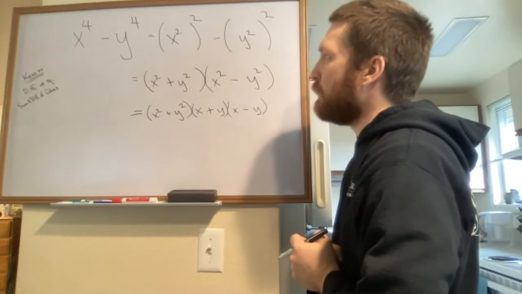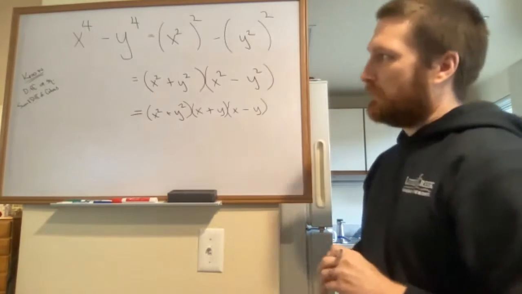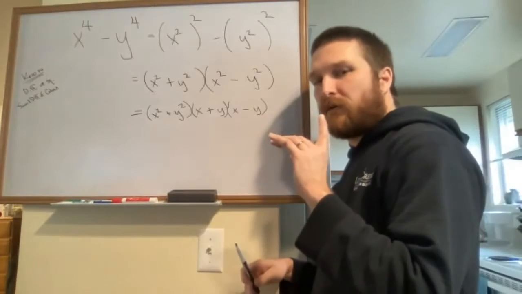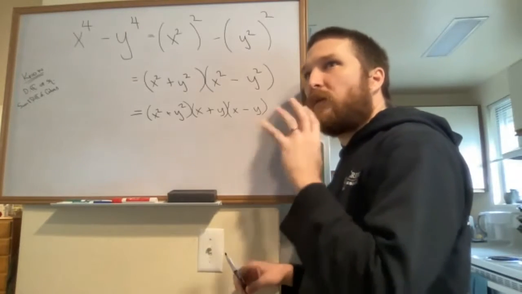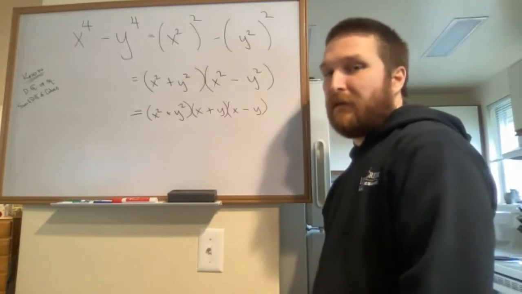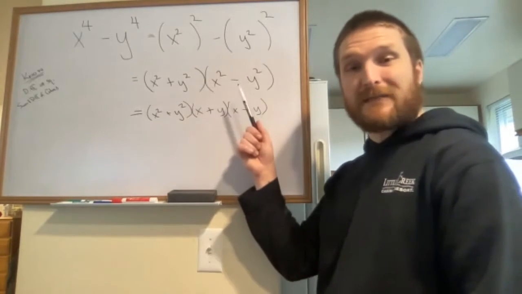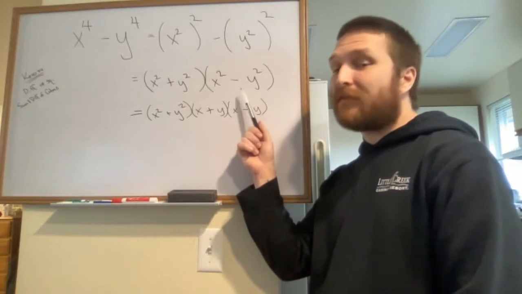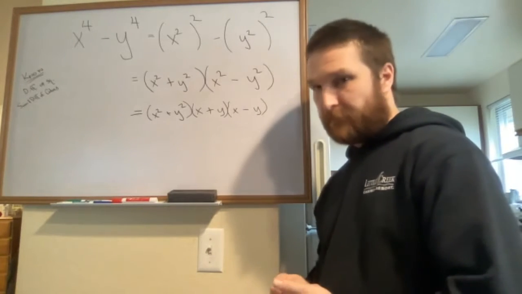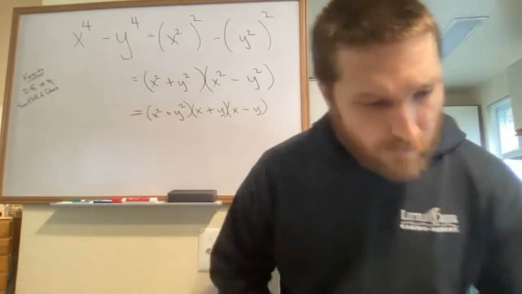Okay. Now, this is something I just wanted to talk about, because questions 2, 3, 4, 5, and 6 each say factor completely. And if at any point as you're doing that you end up with something like this, where you still have a difference of squares, you have not factored completely. Okay, so that's something to know.